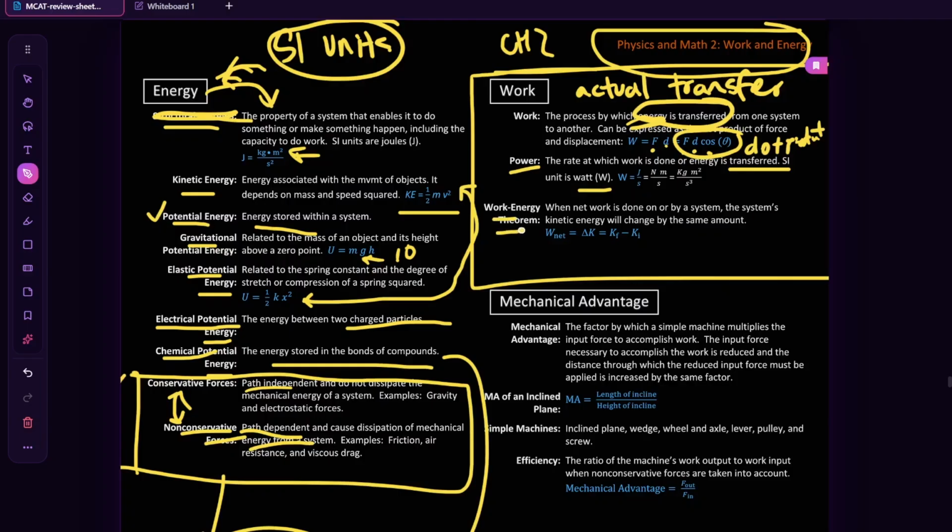Work energy theorem is also important to know. This is one of the useful shortcuts in all of mechanics. So the work energy theorem says that the net work done on a system, so the total work from every force acting on it combined, always exactly equals how much its kinetic energy has changed. So delta K. So it's K final minus Ki.